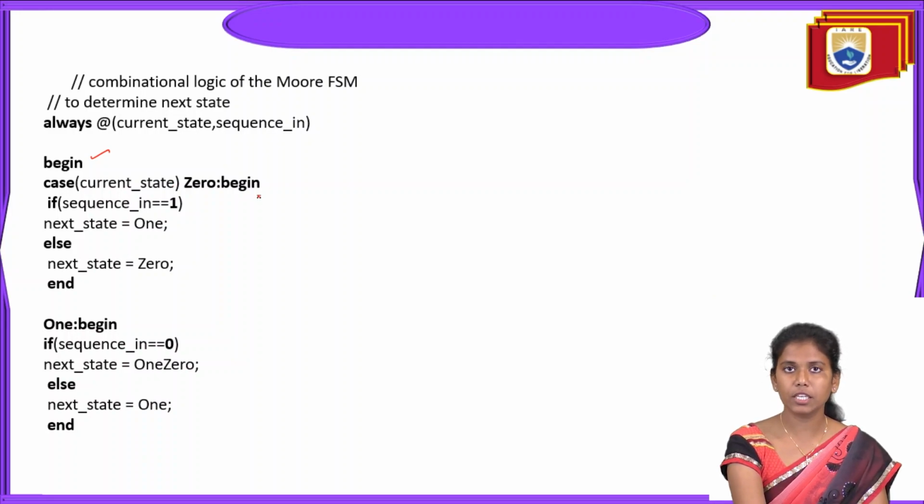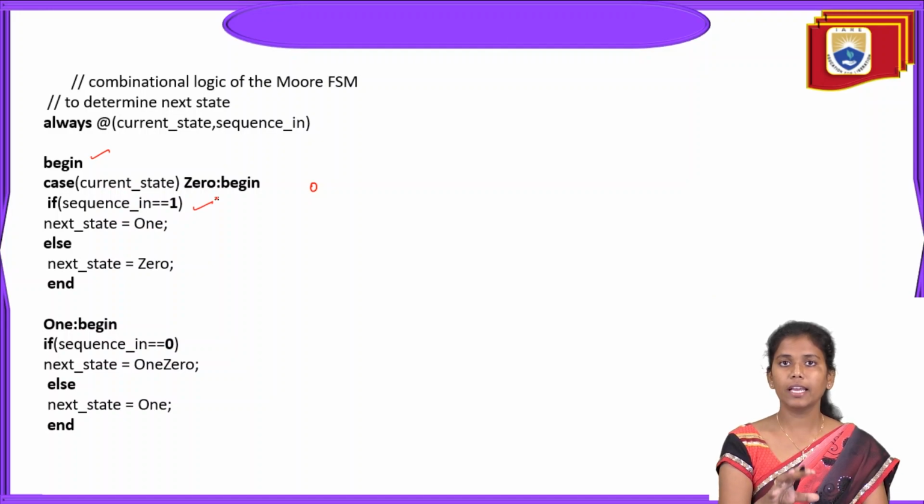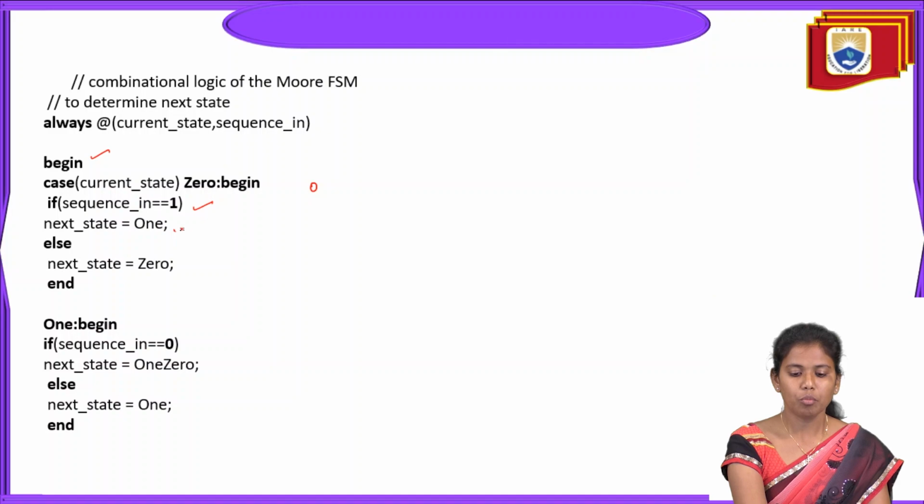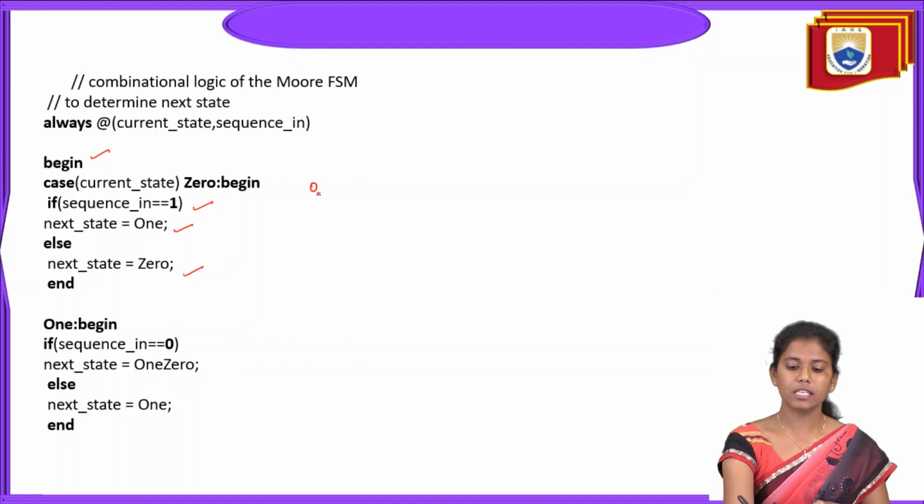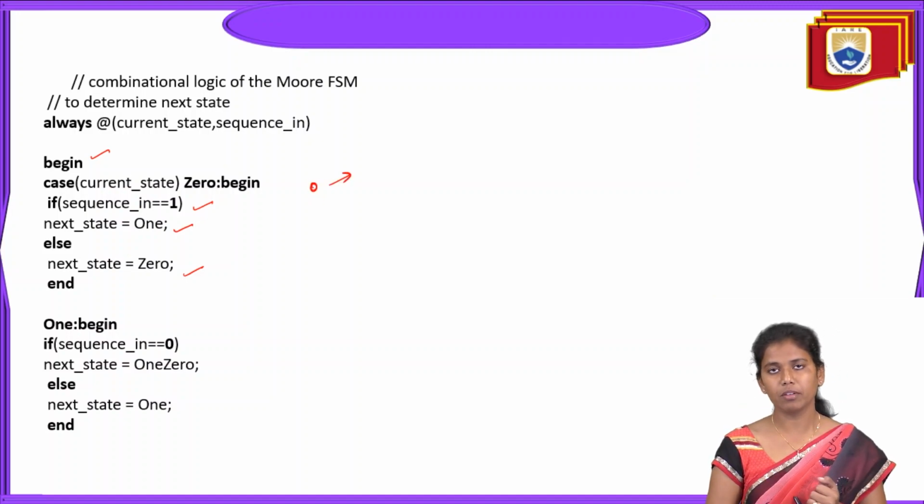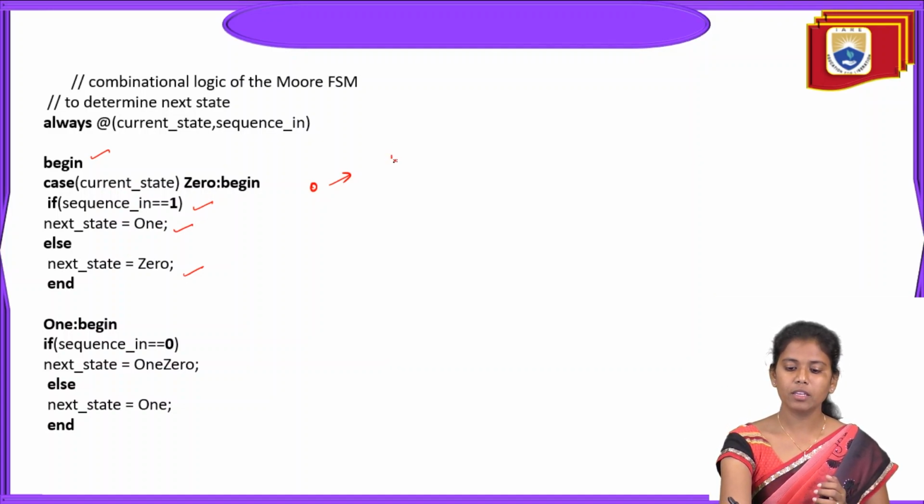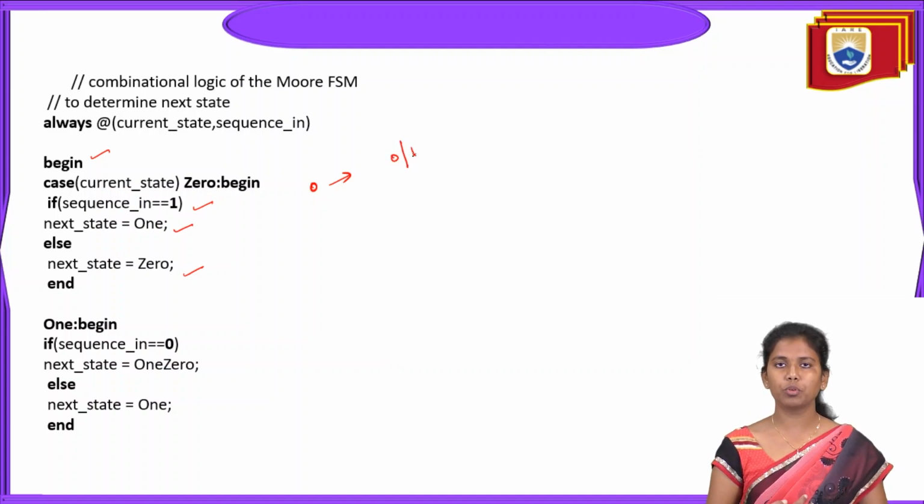Case current state 0, the current state is 0, and now begin. If my sequence is 1, the next state output goes as 1, and if not, my next state is 0. That means if my present state is 0, there are two things we can observe: my next state would be 0 or my next state would be 1.